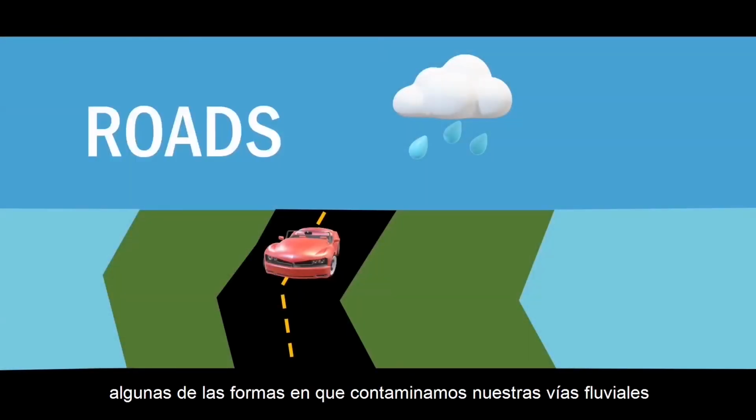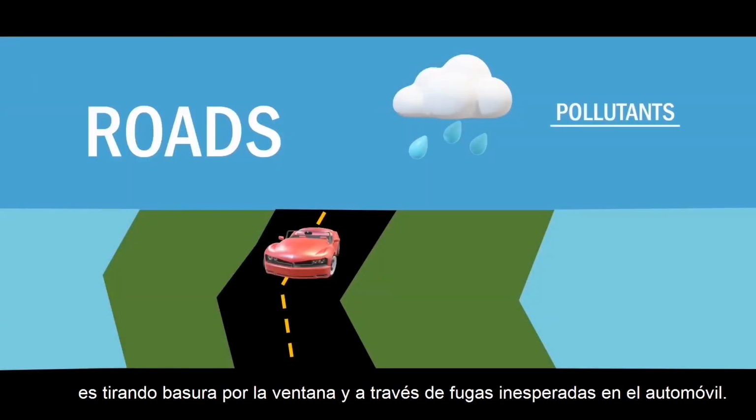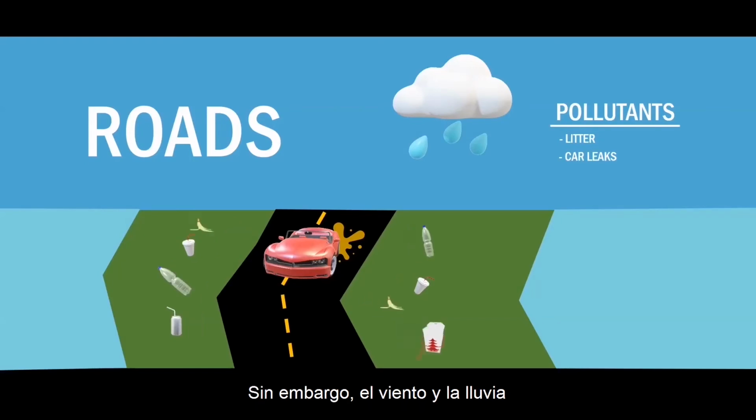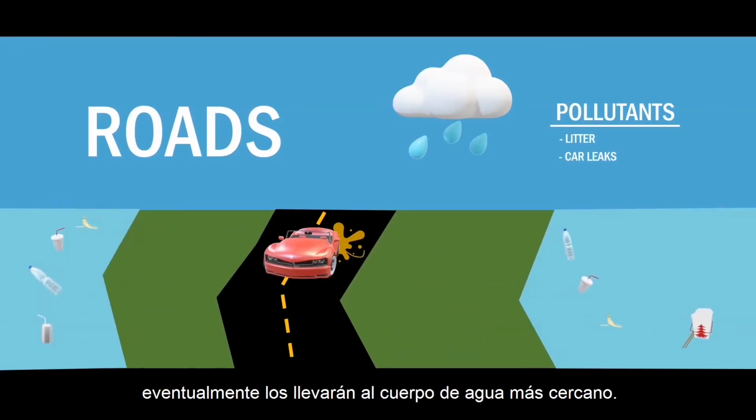When we're driving, some of the ways we pollute our waterways is by throwing litter out the window and through unexpected car leaks. We may think that they will remain on land for a while. However, the wind and the rain will eventually carry them into the nearest body of water.